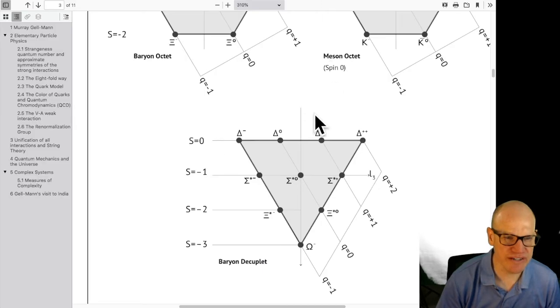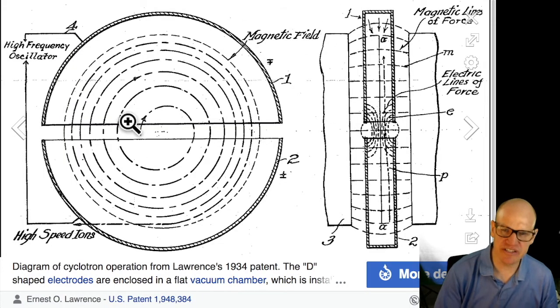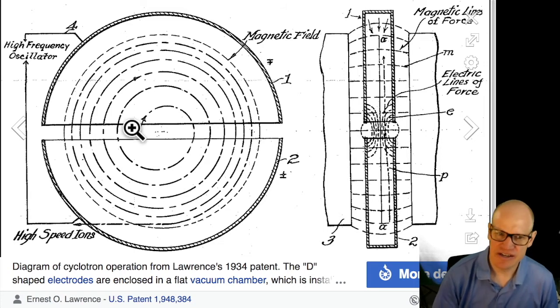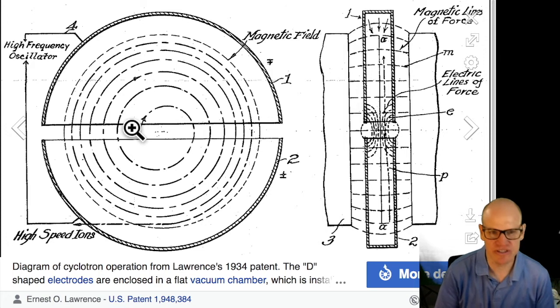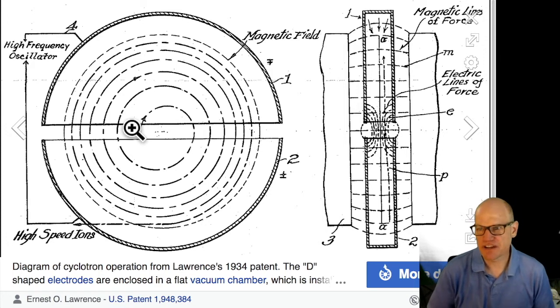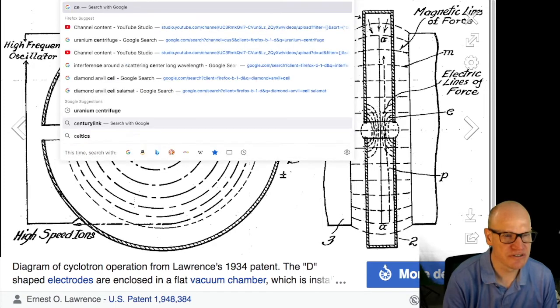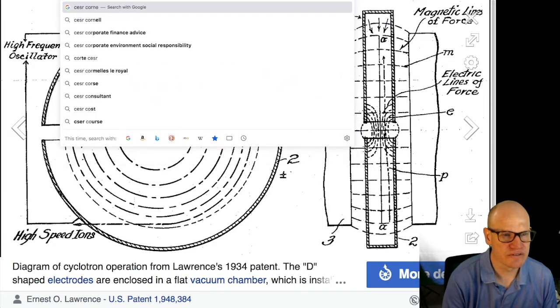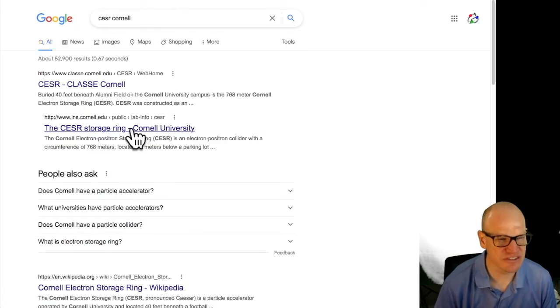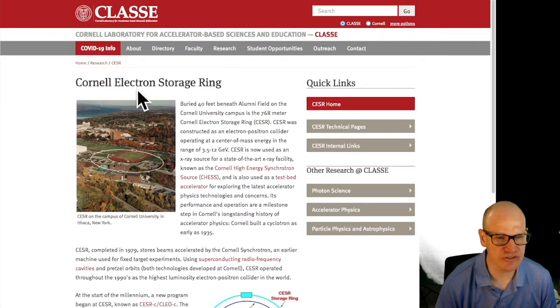Now, there were a variety of different kinds of particle accelerators. Initially, they were using cyclotrons, and then as they got to more and more high-energy particles, they had to come up with different types of accelerators. So I'll give you a few examples. So there's CESR at Cornell. I think this is turned off now. The Cornell Electron Storage Ring.